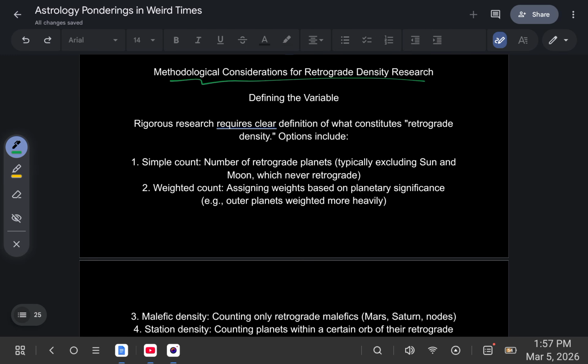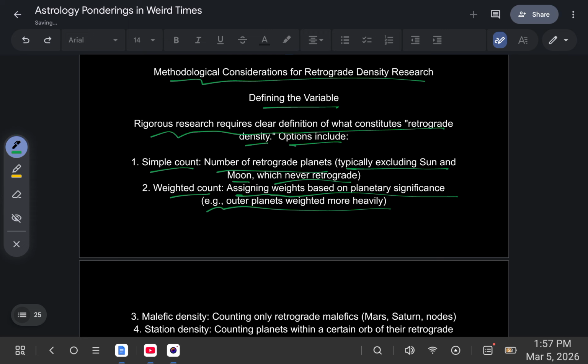Methodological considerations for retrograde density research. Defining the variable. Rigorous research requires clear definition of what constitutes retrograde density. Options include simple count, number of retrograde planets, typically excluding the Sun and Moon, which never retrograde. Weighted count, assigning weights based on planetary significance.